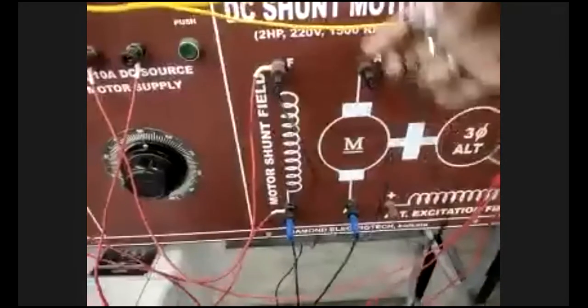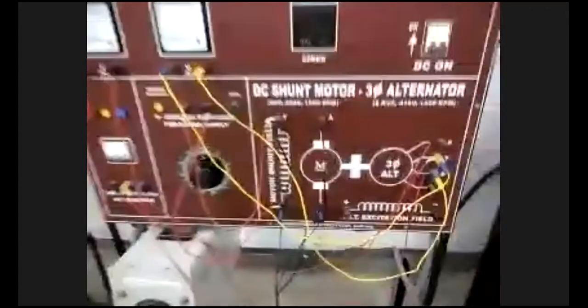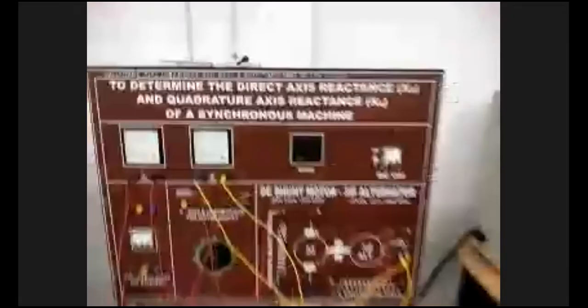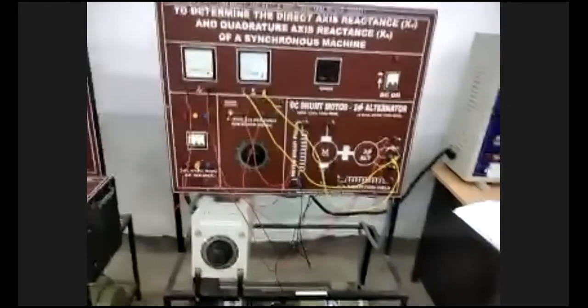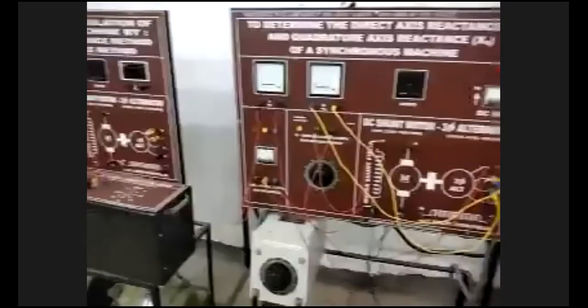And the field and armature of the DC motor are shorted. The field and armature of the DC motor are both shorted, from top and bottom also it is short. We are shorting here. So this is the circuit. This circuit we are designing in this given experimental panel. Is that clear? Is there any doubt?